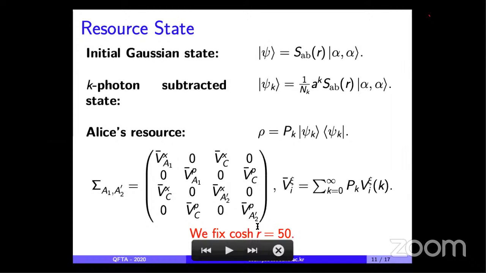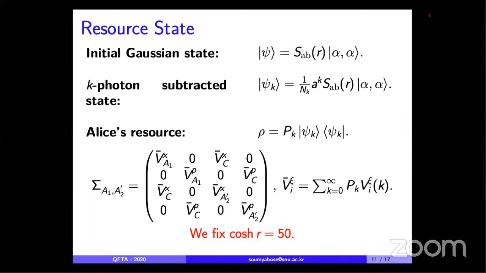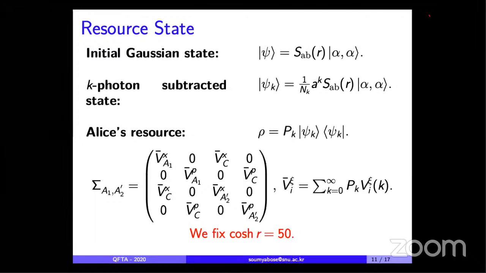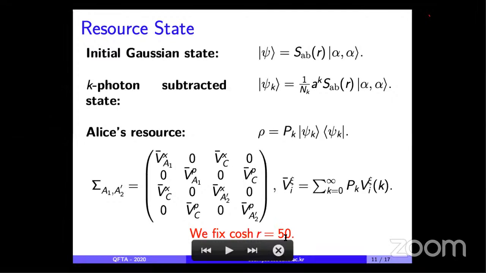Here, the squeezing strength alpha, one can take any value based on the literature available at that time. We fixed it at a value of cosh R equal to 50. That gives you R around 1.78. That's already a reasonably high choice. Technically you can go for any value, but from a practical point of view, this is sort of achievable. It may not be immediately achievable, but achievable.